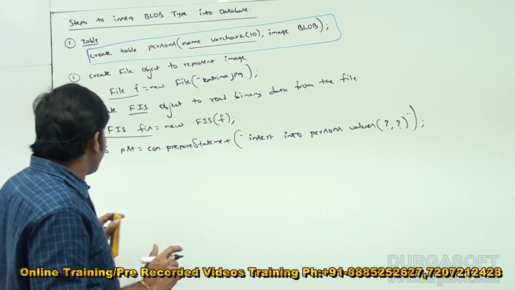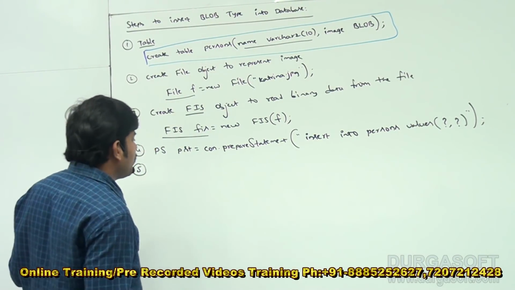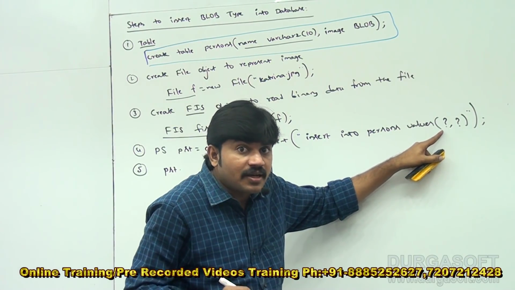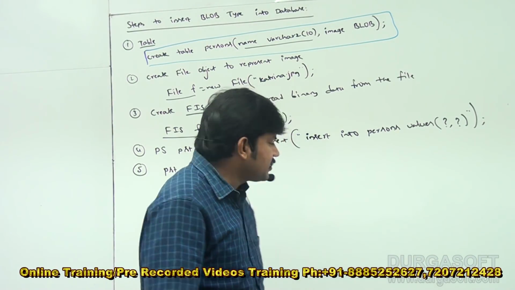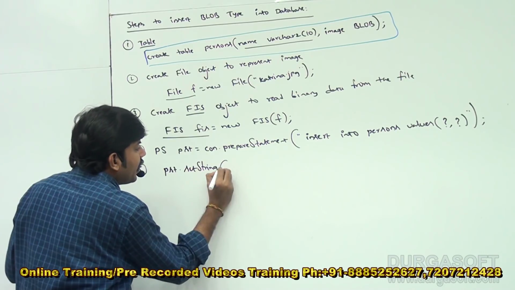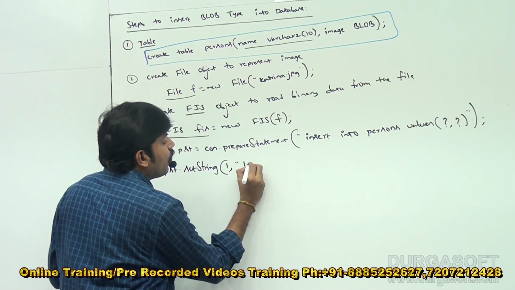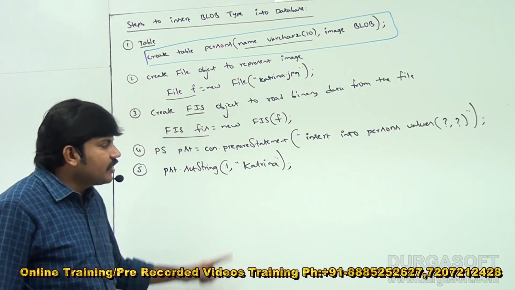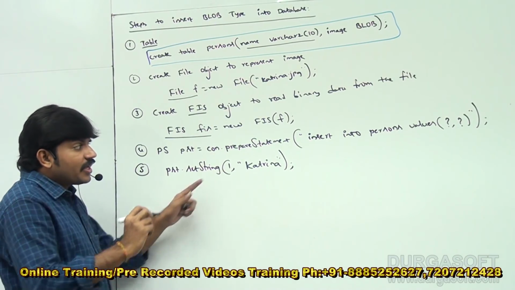Once I create the PreparedStatement, now set the values to the positional parameters. The first positional parameter is the name of the person. The name is always string type, so pst.setString(1, the name). I'm hard coding the name: Katrina. Remember that very carefully.